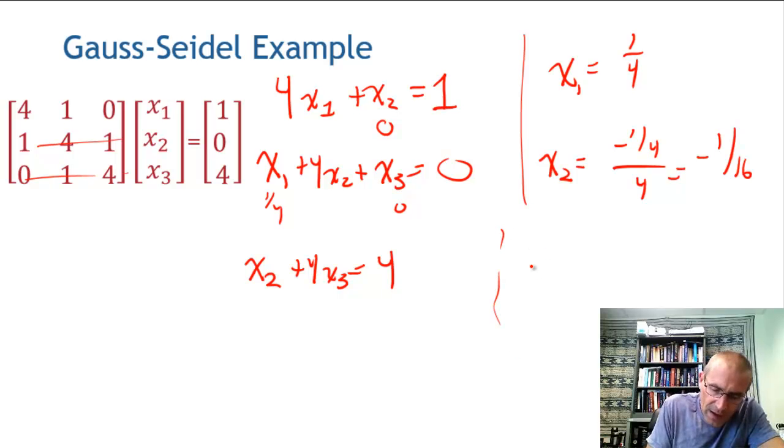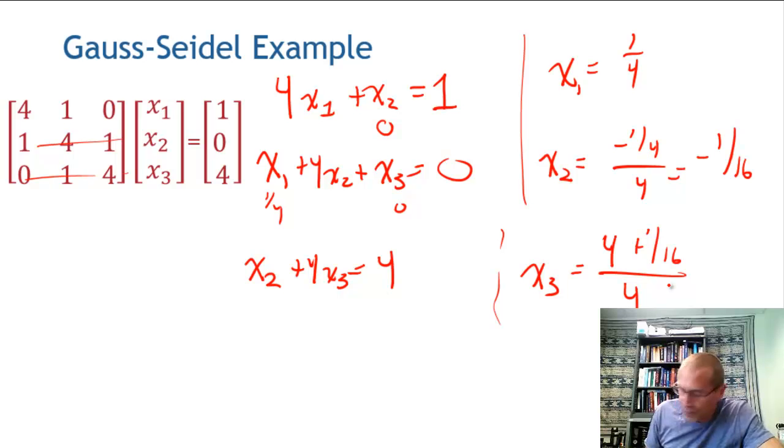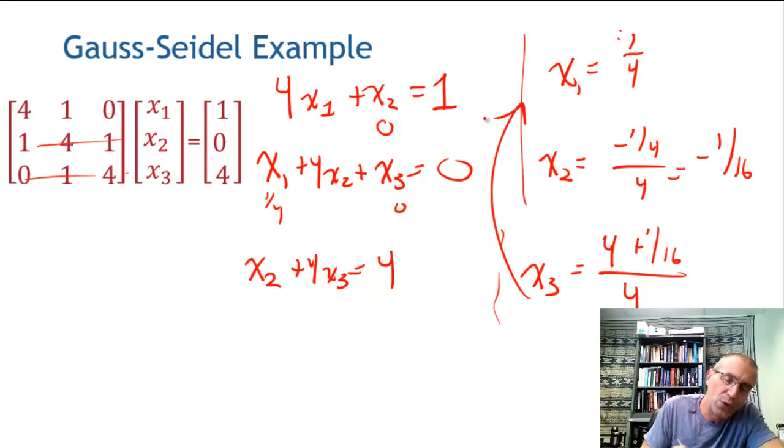And if I go ahead and plug that in, I'm going to get my first value for x3, and x3 is going to end up being 4 plus the 1/16th that came from my value of x2, and then I'm going to divide that by 4. So I'm going to get a value just a little bit over 1. So now here's my new guess for my x vector: 1/4, minus 1/16, and some value a little over 1. And then I'm just going to iterate back through and keep doing that.